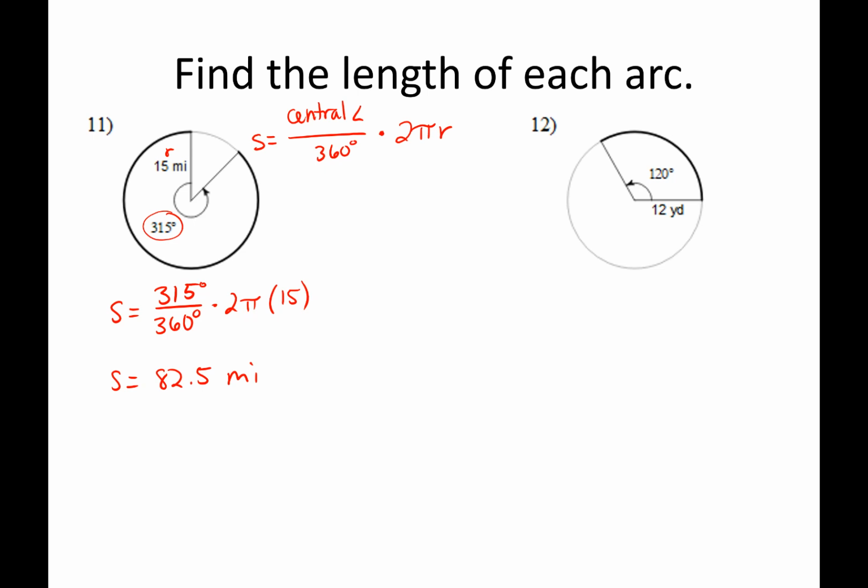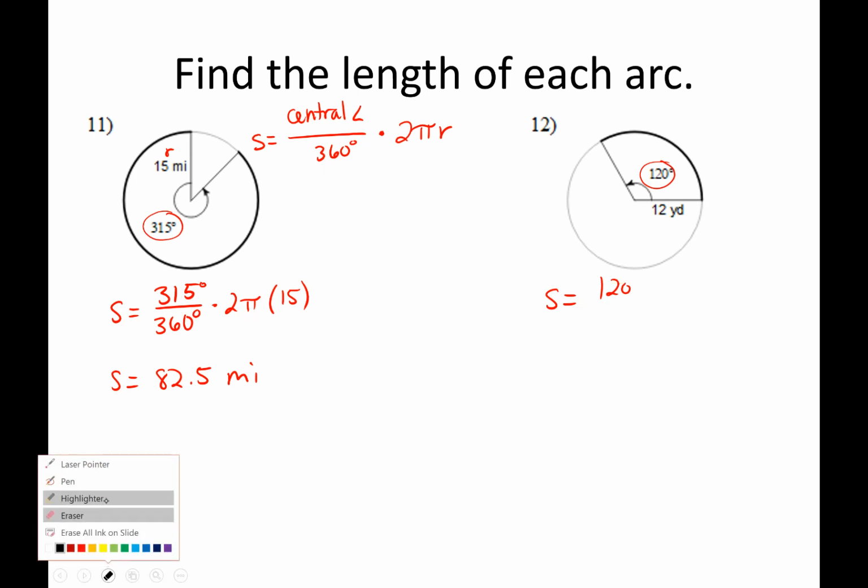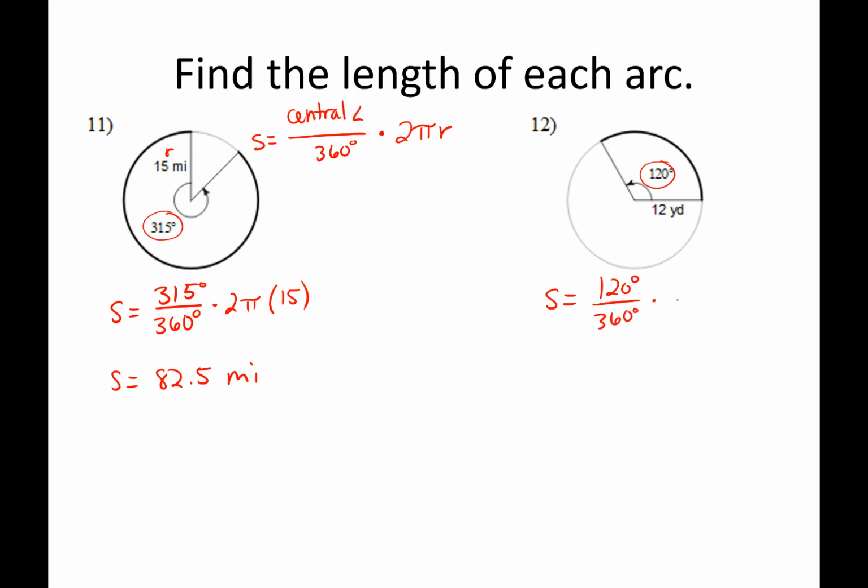Then on to number 12. It's going to be the same basic thing. My angle is given. So the arc length equals 120 over 360 times 2 pi, and this time my radius is 12. And when I multiply that all the way out, you should get 25.1 yards.